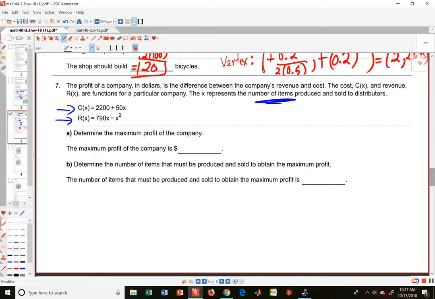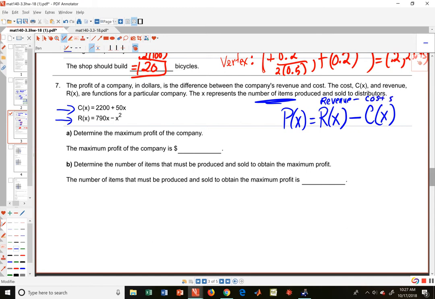So the first question says, determine the maximum profit of the company. So profit, and I'll do it with a capital P. Capital P, if you take all the money you bring in, that's called revenue, and you subtract all the costs that went into manufacturing all those products, that would be what you call the profit. You have your revenue minus your cost.